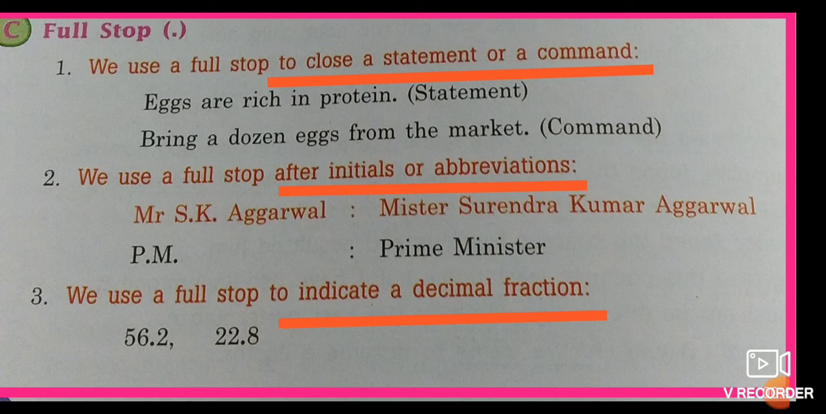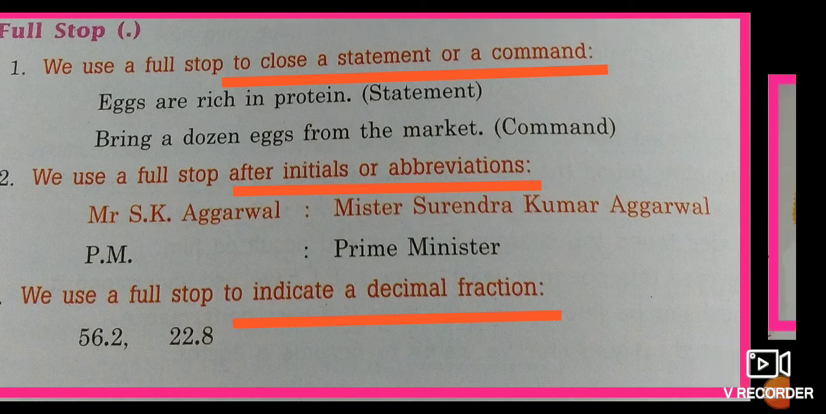Next use of full stop is we use a full stop after initials or abbreviations like P.M. It is an abbreviated form of Prime Minister. So here we will capitalize the initial letters of these words and we will put a full stop in between. Next, we use a full stop to indicate a decimal fraction like 56.2, 22.8. Here we have used a full stop to indicate a decimal fraction.